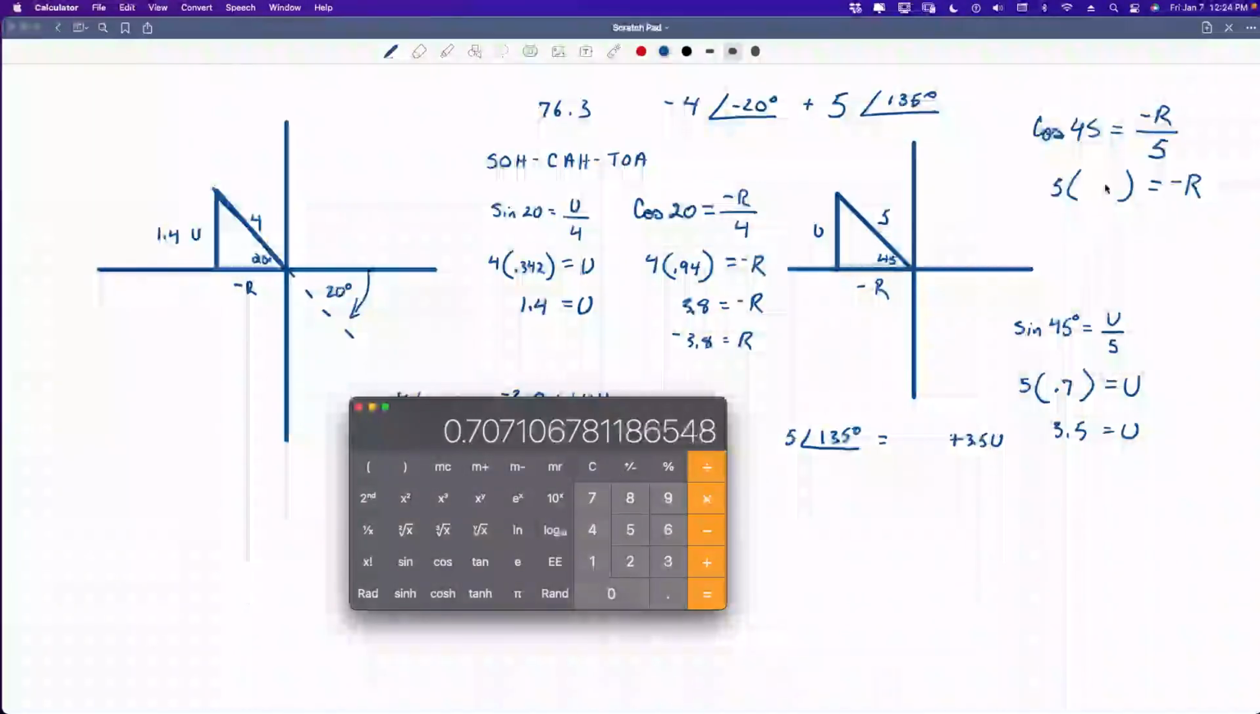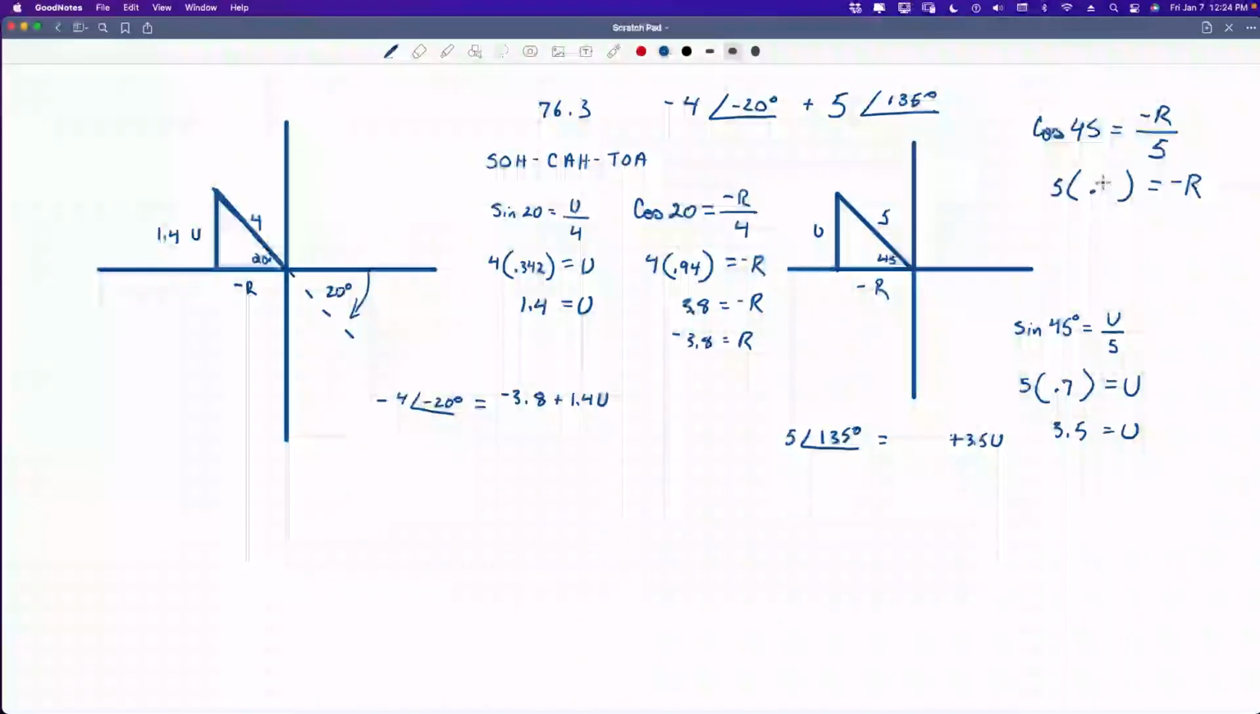So 0.7 here. So 5, we already know that 5 times 0.7 is 3.5 from down here. So 3.5 is equal to negative r. We're going to multiply both sides by negative 1. So negative 3.5 equals r. So we can fill that in. Negative 3.5 r. Right?